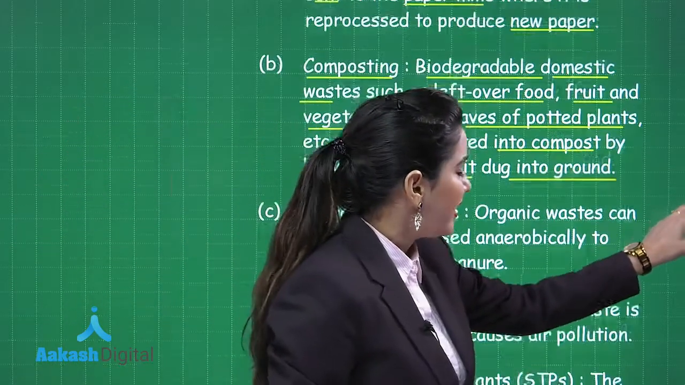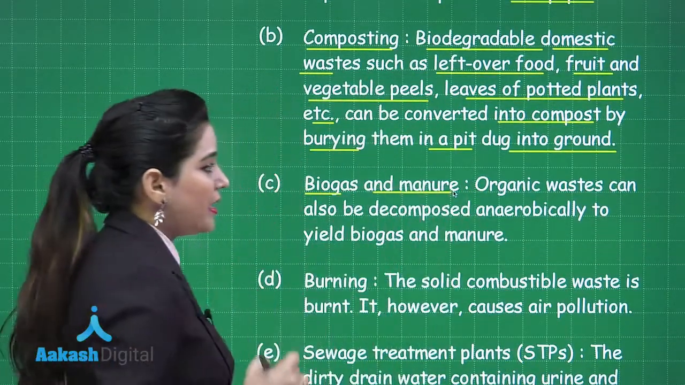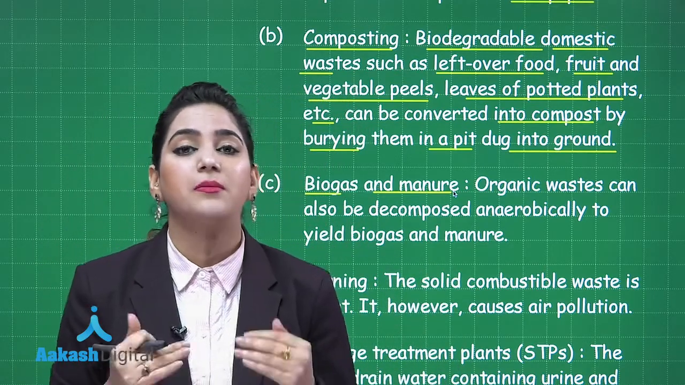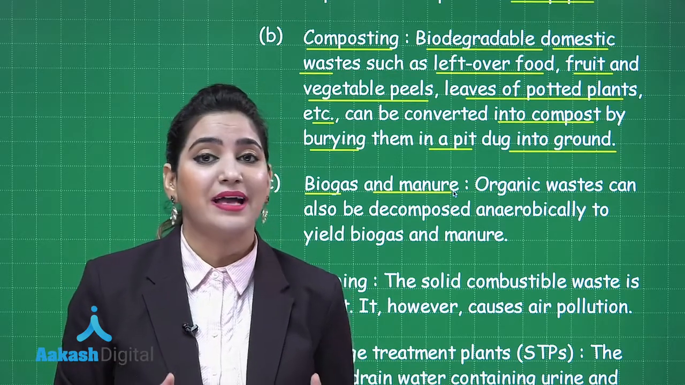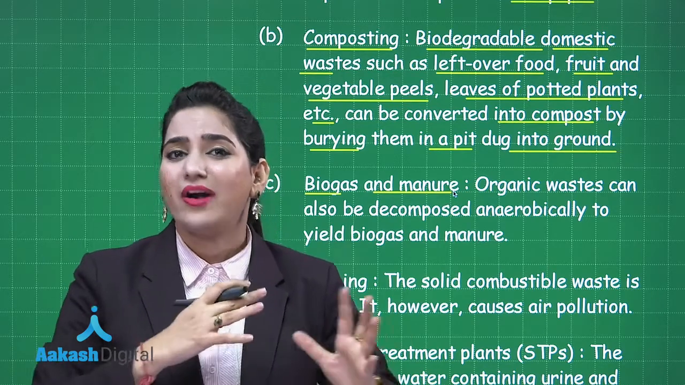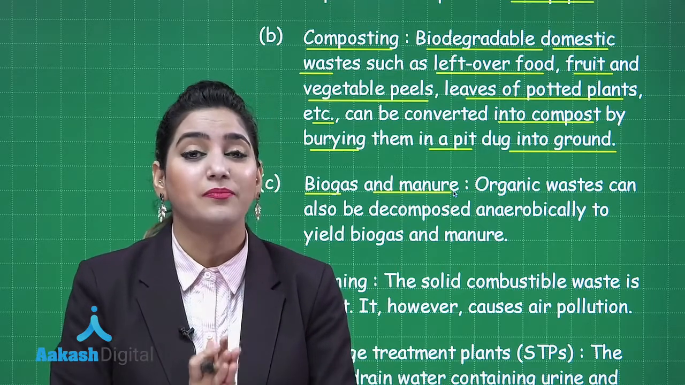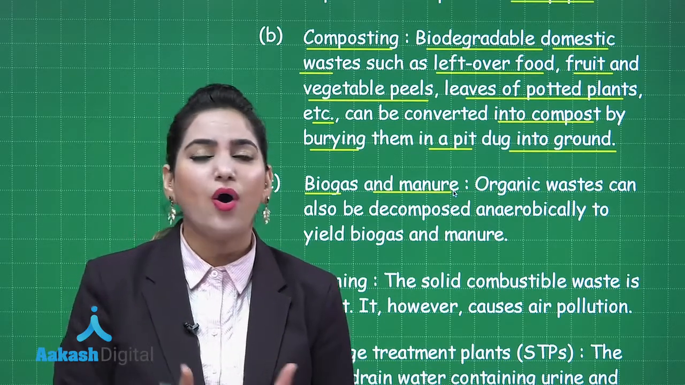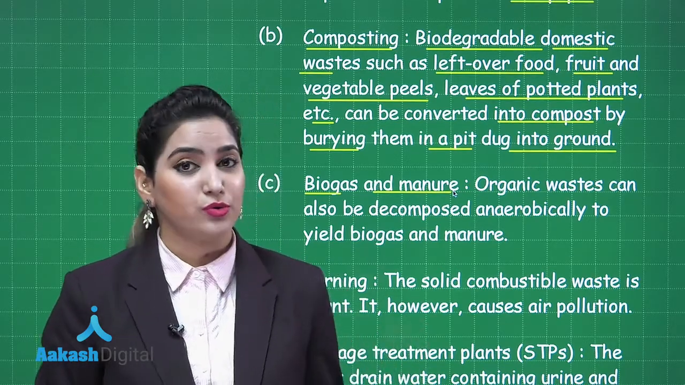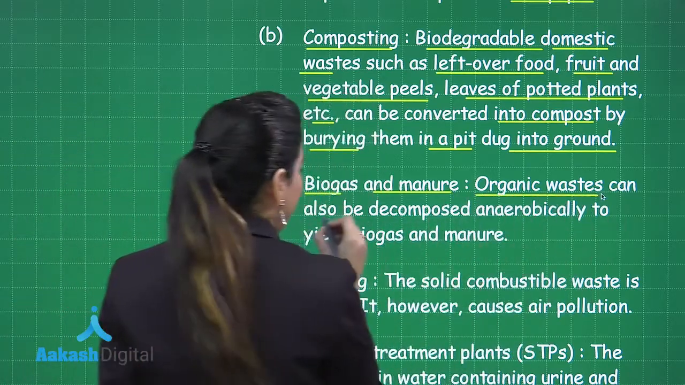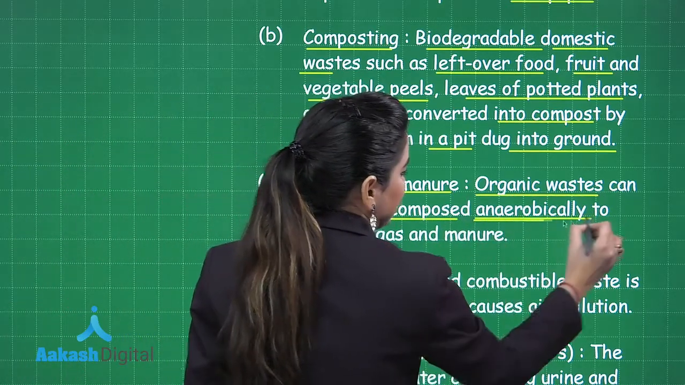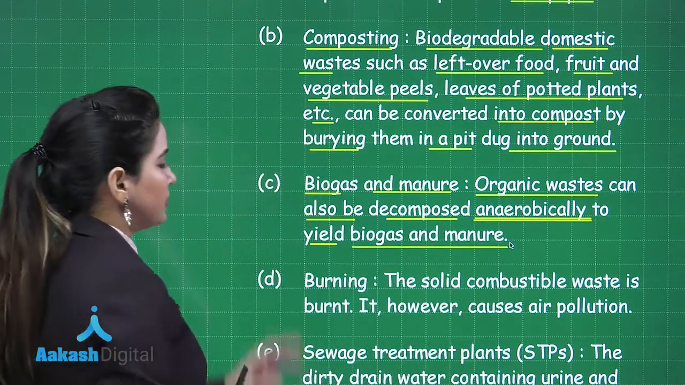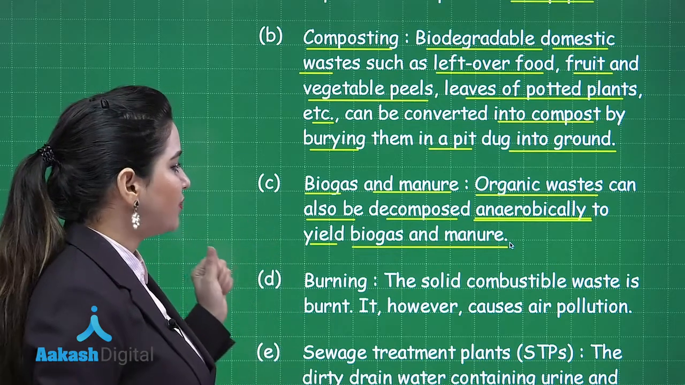Next we have biogas and manure. Guys, organic waste which is majorly cellulose rich can be acted upon by anaerobic microorganisms like methanogens, and this organic matter can be converted into something sensible as biogas. Biogas can be used as a fuel, and along with biogas, manure can also be produced. So yes, organic wastes can also be decomposed anaerobically. Please remember, this is the important thing, anaerobically to yield biogas and manure. So that's the third way of waste disposal.